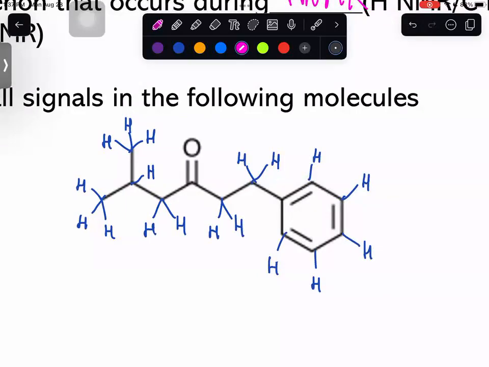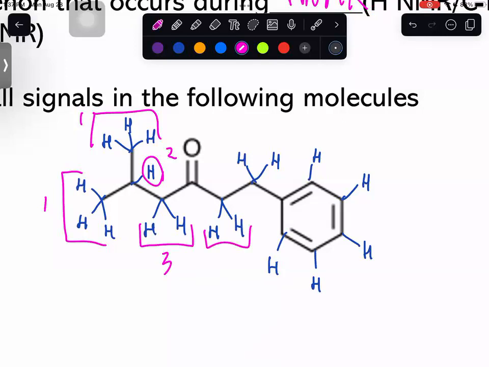Calm down, people. Okay, so we're going to start with the methyl groups. Are they going to be the same signal? Yes, because single bonds rotate, right? Beautiful. This is going to be just signal number 1. Baby hydrogen right there, signal number 2. 2 hydrogens right there, another signal, so number 3. Now, the next 2, are they going to be the same as number 3? Why?